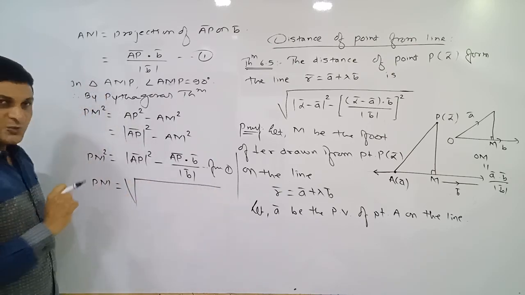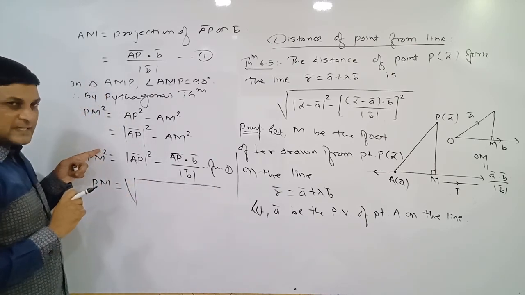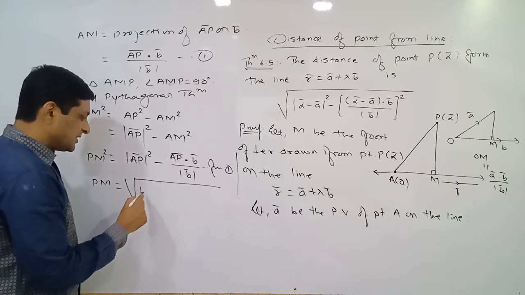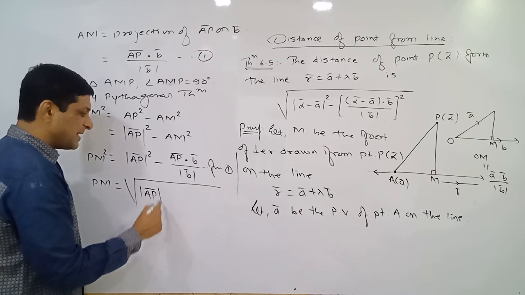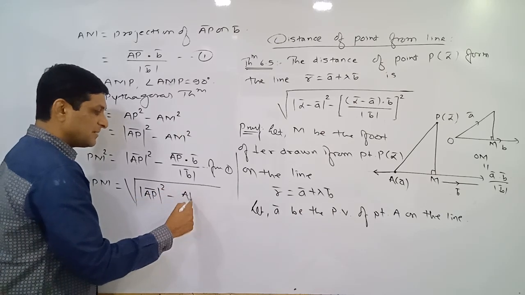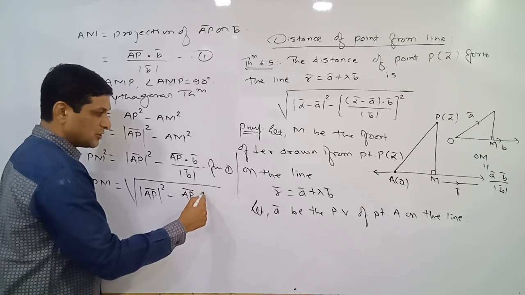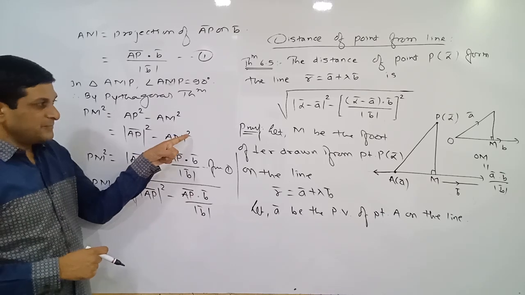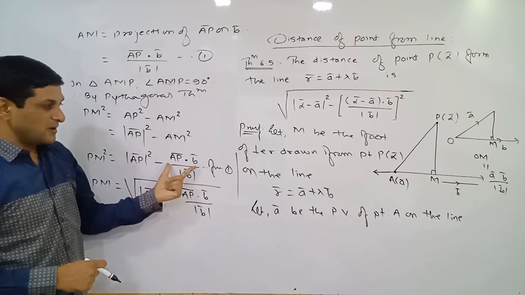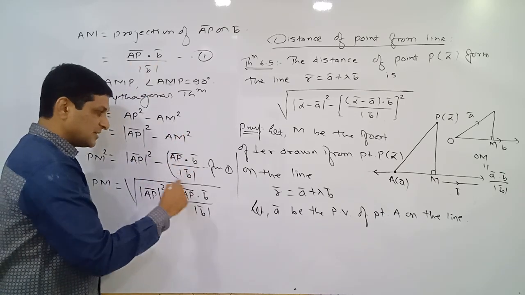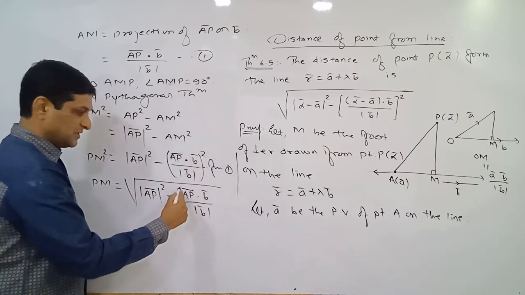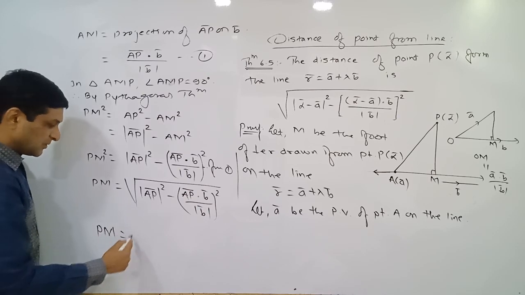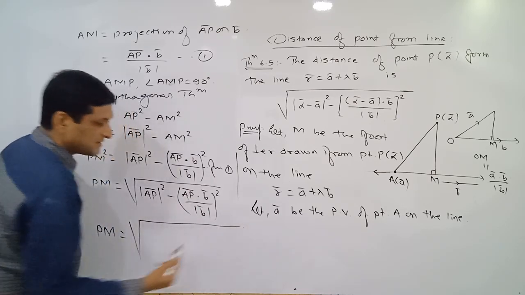So we are simply taking the square root on both sides, to remove this square. So here we will get the square root of magnitude of AP bar whole bracket square minus magnitude of AP bar dot B bar upon magnitude of B bar. Here AM square is there, so first substitute this value of AM and keep this square as it is. So PM is equal to, keep this under root as it is.